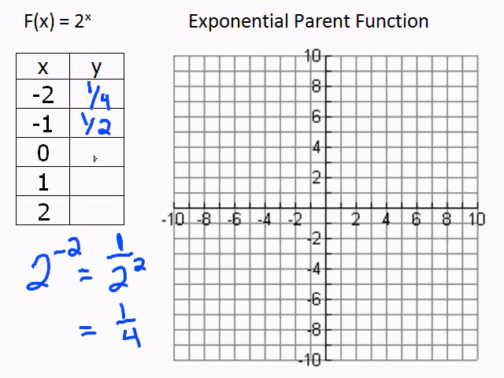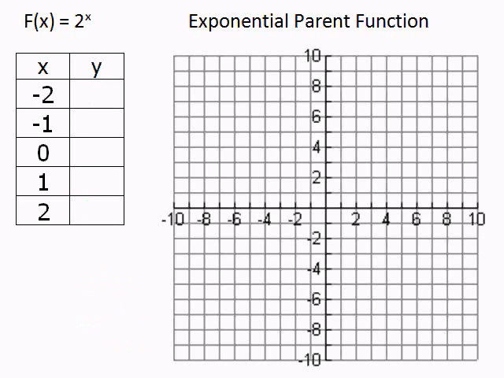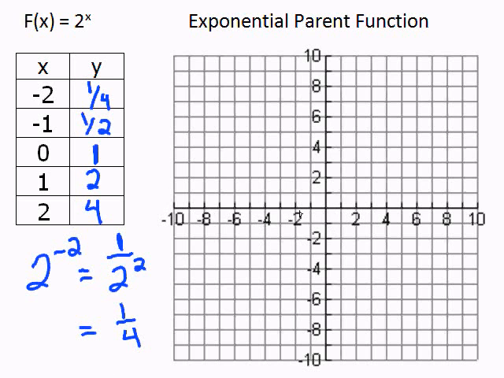0, anything to the 0 power is 1. 2 to the 1 is 2. 2 to the 2 is 4. Graphing those points, we get -2 and 1/4 of the way between 0 and 1. Get as close as you can. Okay, -1 would be 1/2, so we go half of the way. 0, 1, 1, 2, and 2, 4.